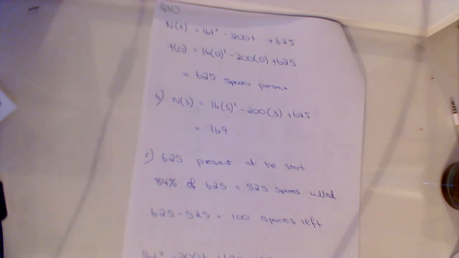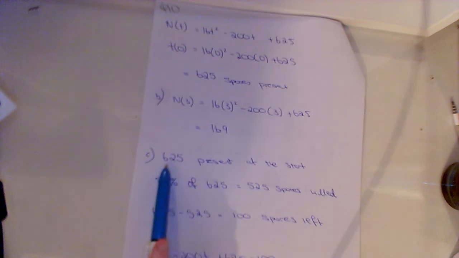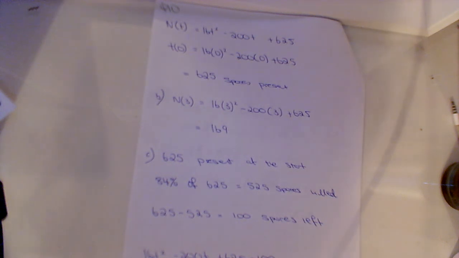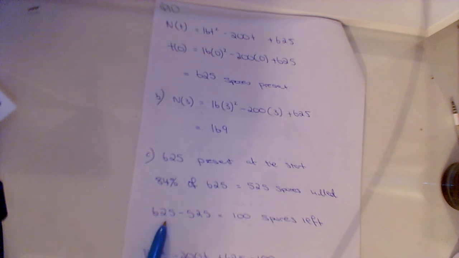Part C says a laboratory technician is testing the fungicide for commercial use. To be successful, the fungicide must kill 84% of all the spores initially present. What is the shortest time in which this percentage can be achieved? Here I can see that there are 625 present at the very start. 84% of 625 gives me 525 spores killed. So 625 minus 525 tells me that there will be 100 spores left.